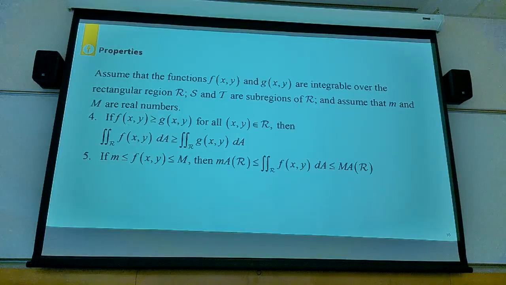If little m is less than or equal to f, less than or equal to big M, so you have f being bounded below by little m and above by big M, then your integral of f is bounded below by little m times the area of your rectangle, and it's bounded above by big M times the area of your rectangle.